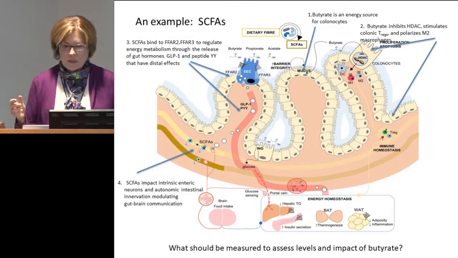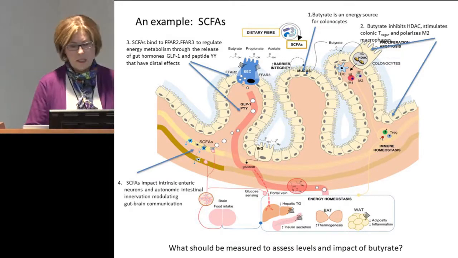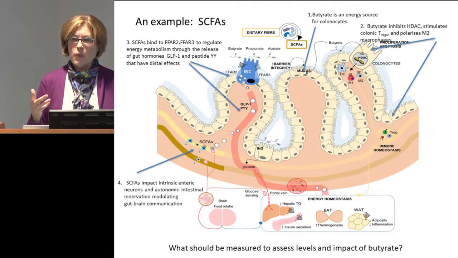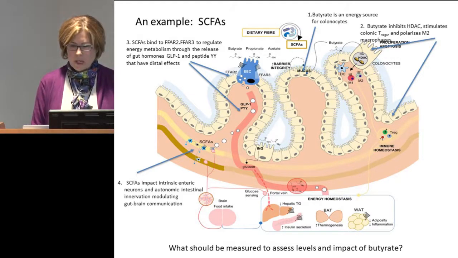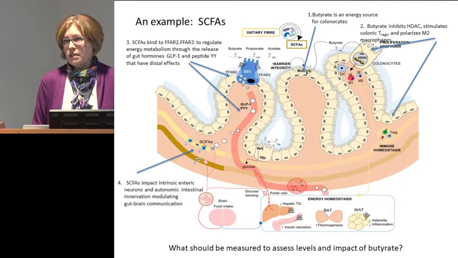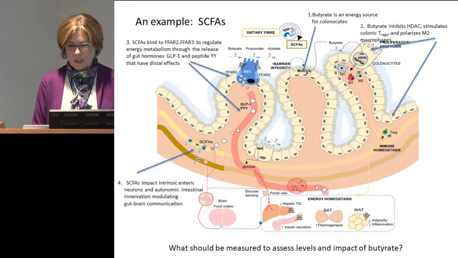Butyrate inhibits histone deacetylase. It stimulates Treg cells in the colon, and it polarizes M2 macrophages. These are all thought to be important outcomes, very much focused on the impact of butyrate on immune function. Is that something we should be measuring? Maybe we have to measure it in the colon, though, and then all of a sudden that becomes really not doable.